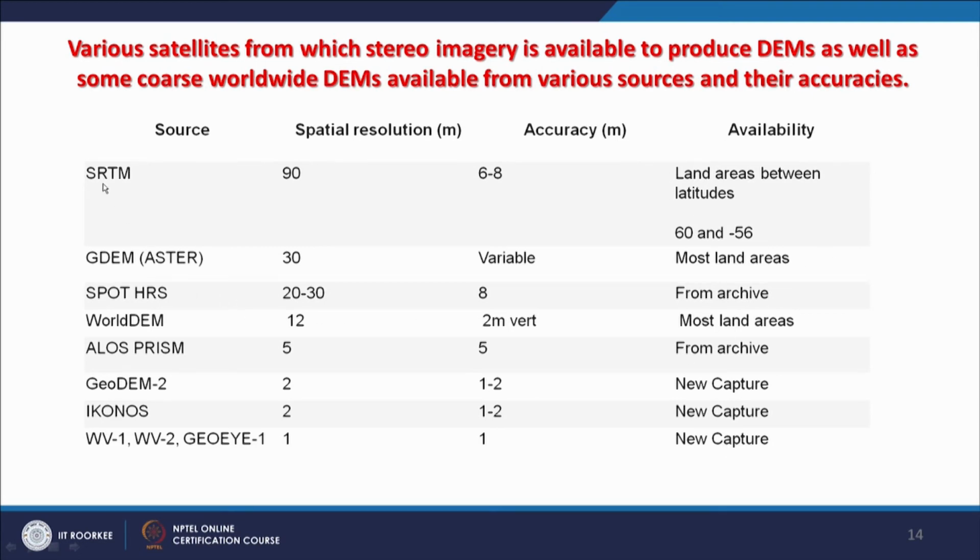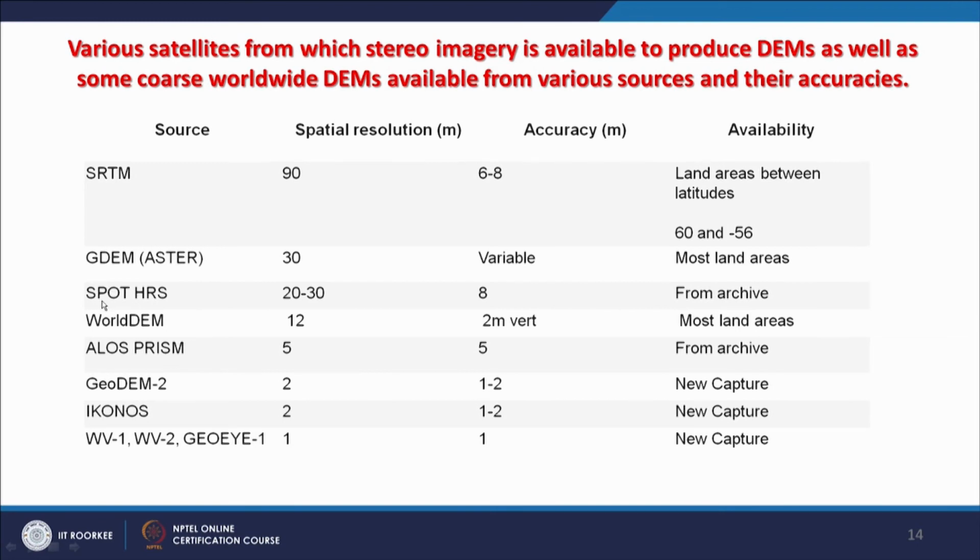So first we go for SRTM, one of the very first free digital elevation models. Initially it was available at 90 meter, now it is also available at 30 meter, and the accuracy was about 6 to 8 meters. And when we say this accuracy here, we are talking only about the horizontal accuracy. GDEM, which is Global DEM from ASTER derived from stereo data of 30 meter resolution, varies because for hilly regions it is different, for plain areas it is different.